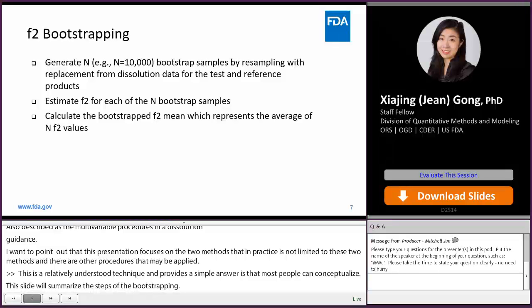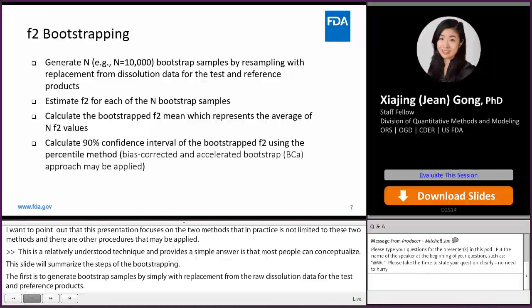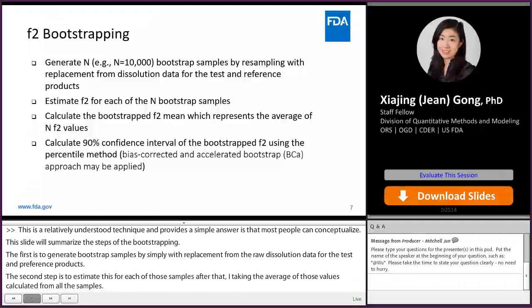After that, by taking the average of F2 values calculated from all bootstrap samples, the bootstrapped F2 mean can be calculated. And 90% confidence interval of the bootstrapped F2 can be calculated using the percentile method, and BCA approach may be applied to correct the bias.